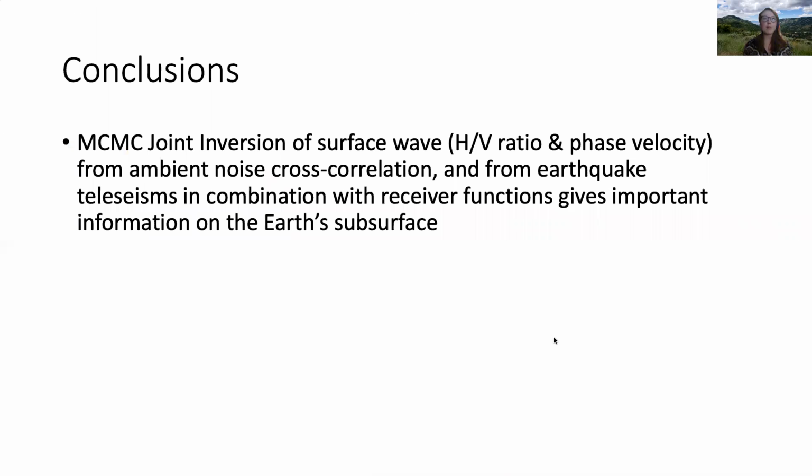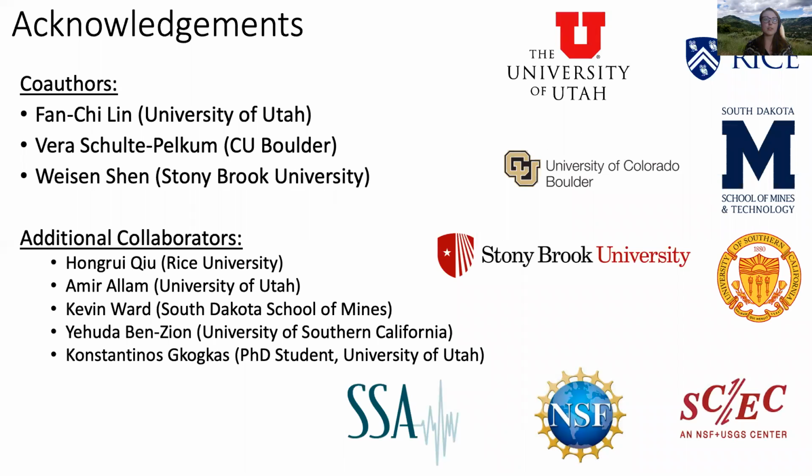In conclusion, Markov chain Monte Carlo joint inversion of surface wave, HRV ratio, and phase velocity data from ambient noise cross correlation and from earthquake teleseisms in combination with receiver functions gives important information on the Earth's subsurface.